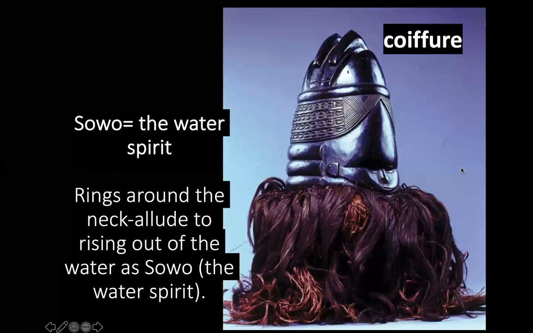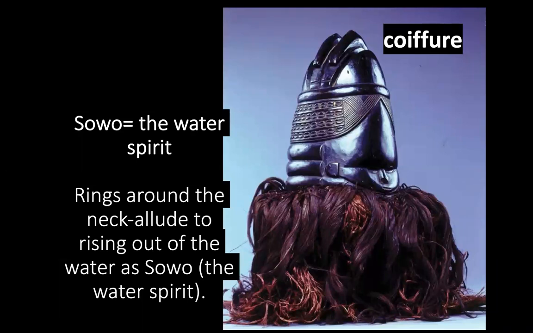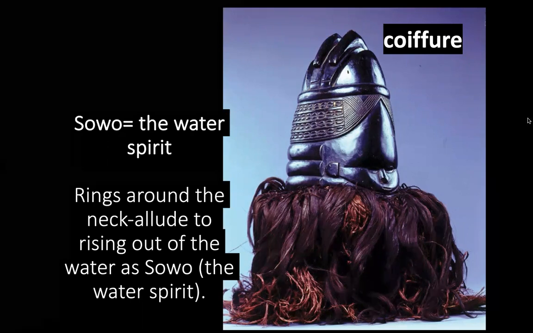Okay, the last thing I want to add about the Bundu mask is the rolls around the neck have been referred to as fat rolls. I've also heard it referred to as Sowo, the water spirit. So they believed that their people, their spirits emerged from the water. And when you have something either going into water or coming out of water, you have those ripples in the water. So the rings around the neck are supposed to allude to rising out of the water as Sowo, the water spirit.